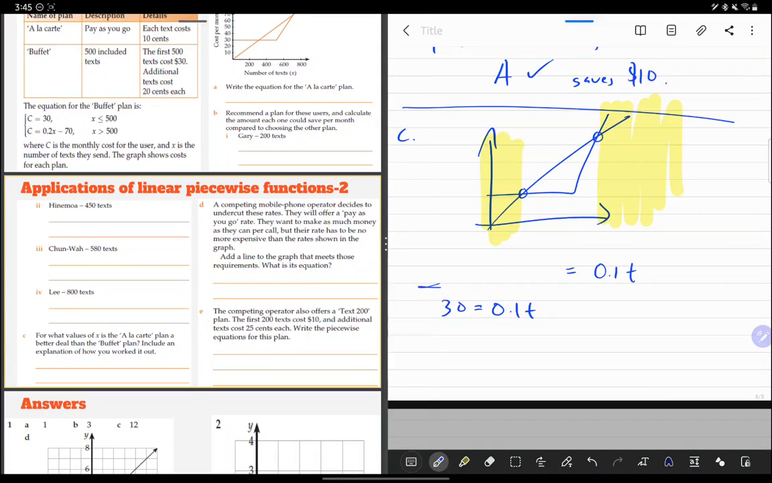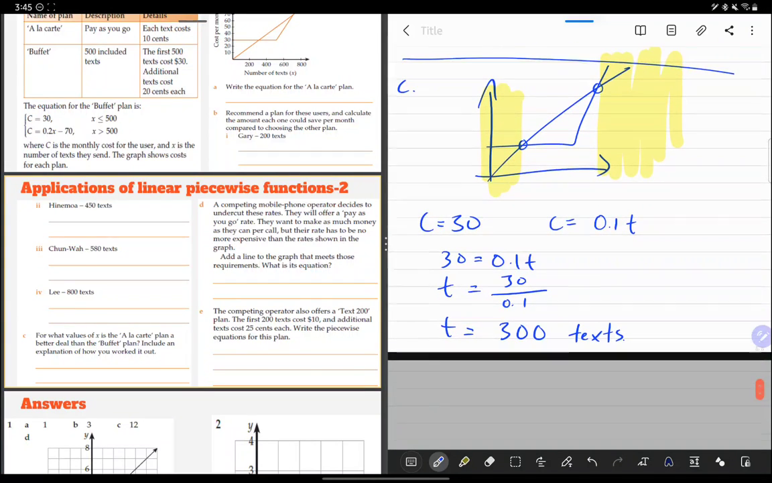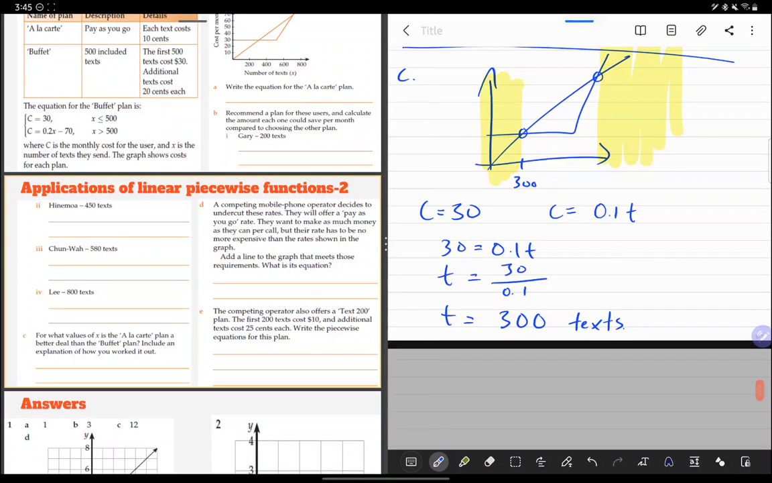Because we're looking for the point where the sloped line, the a la carte line, should reach exactly 30. That's when it would cross, because the buffet line at that point is just a flat line. Cool. Anyway, let's work it out. t equals 30 divided by 0.1, which is the same as timesing by 10. So at 300 texts, cool, we worked that out. Let's just mark it at 300.